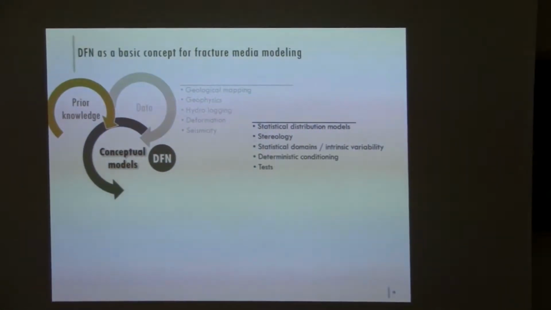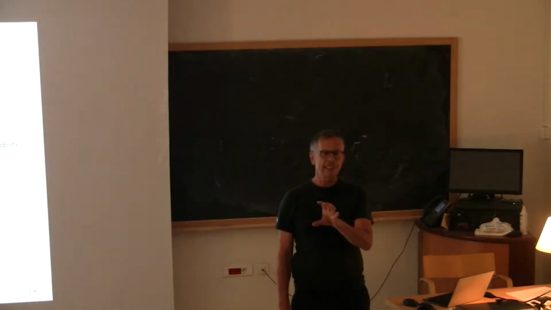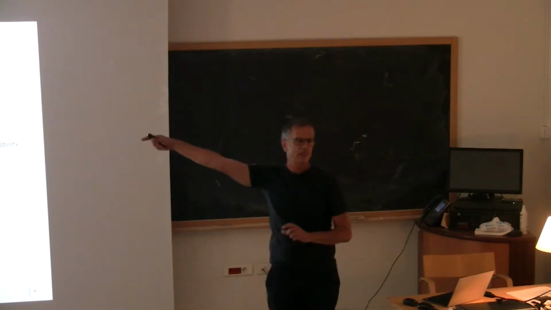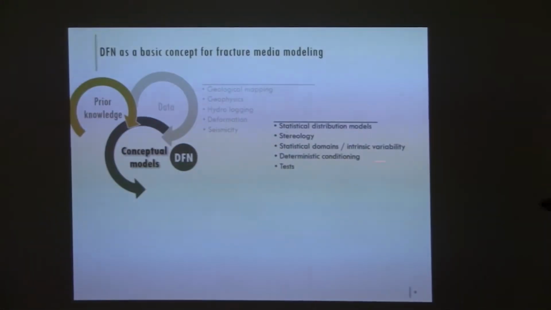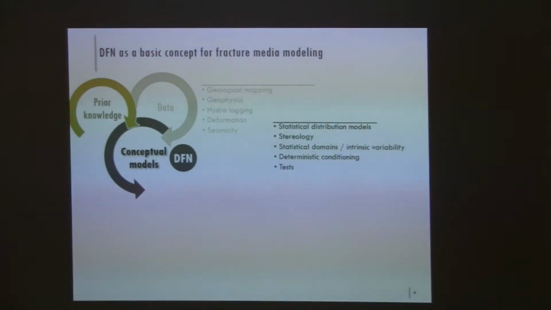Then you have two things. You have the core of the DFN, which is a conceptual model. So this is a statistical distribution. Why statistics? Simply because you have no data everywhere. Deterministic means that you know everything everywhere. Statistics is when you learn something from one place and try to extrapolate to another place. So we will discuss that a bit. You have statistical domains, meaning my statistic is valid in this domain, not in this one, etc.